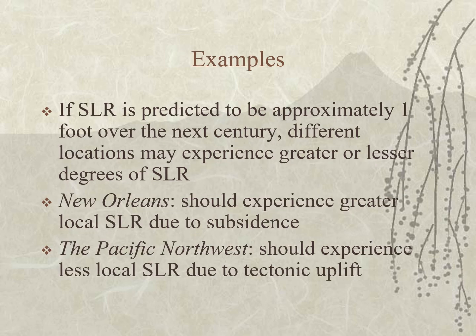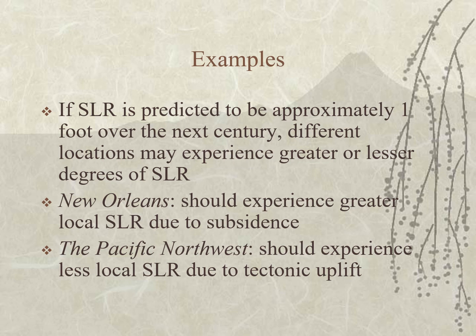All right, so some examples here. If sea level rise is predicted to be approximately 1 foot over the next century, different locations may experience greater or lesser degrees of sea level rise. That's an old number, by the way. Now they're saying it could be anywhere from 1 to 6 feet. Hopefully it won't be the worst case scenario, but we don't know yet. Anyway, not everywhere will experience sea level rise the same as everybody else.